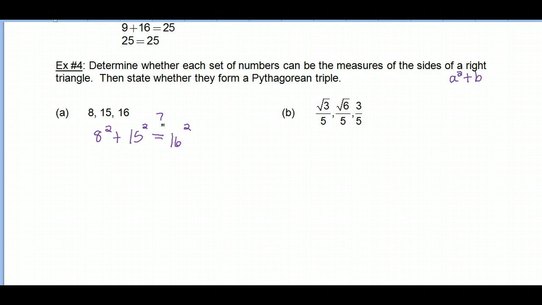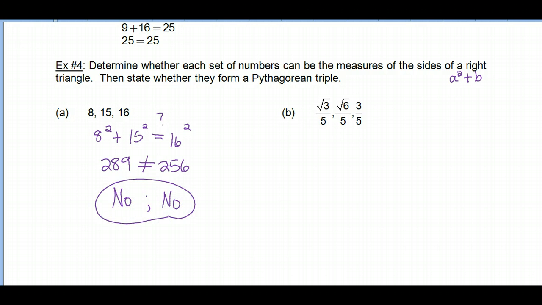They're not equal to each other? No, it's not a triple. So you get 289 here, which is not equal to 256. So no and no. Not a right triangle.